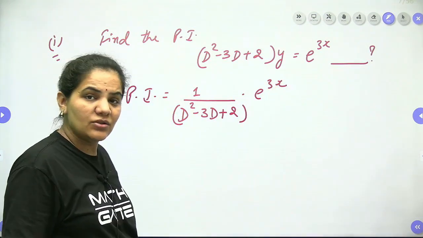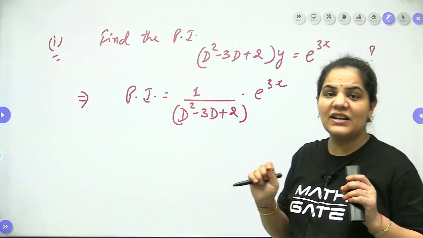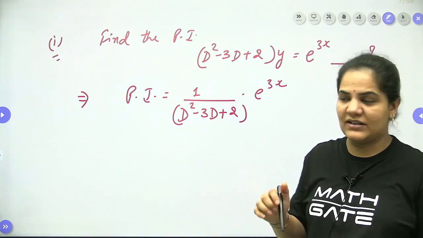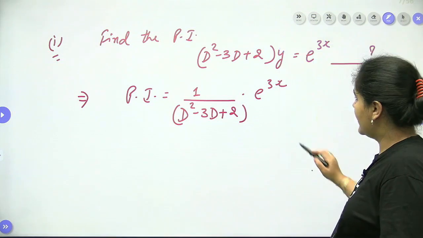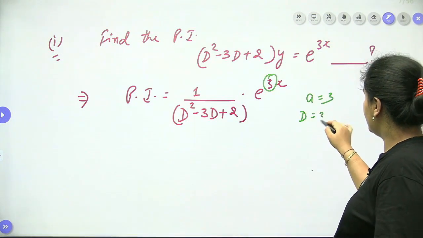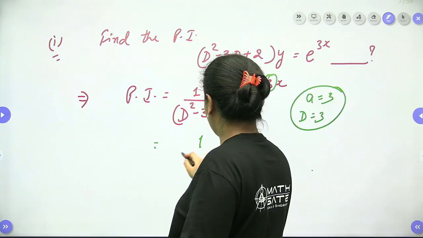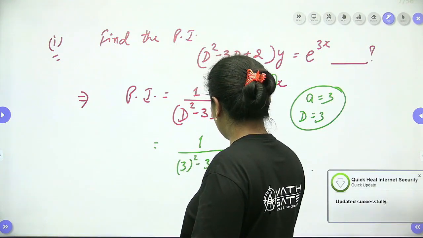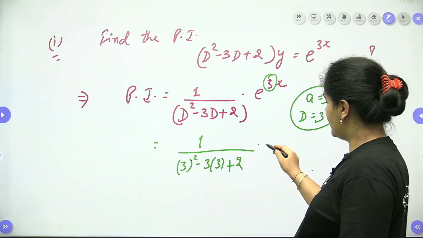As I already told you, we just replace each and every D by a. Here a is e to the power ax, so you can see a is equal to 3. So we can replace D by a, and put D equal to 3 in the given equation. When we put it in, D square means 3 square, minus 3 into 3, plus 2, into e to the power 3x.